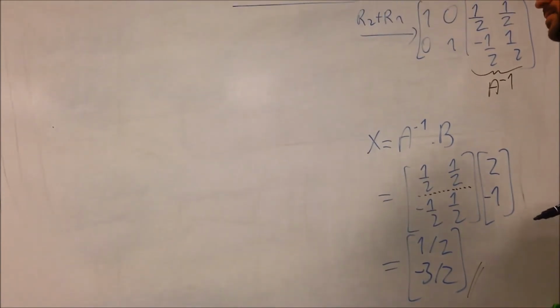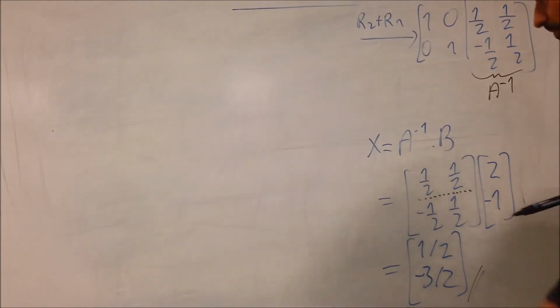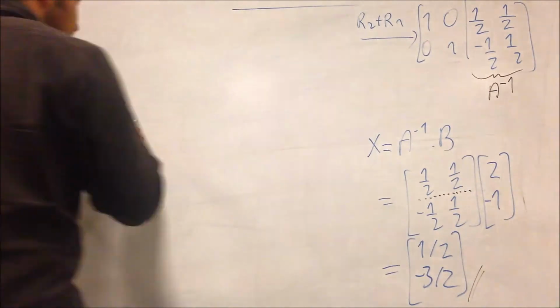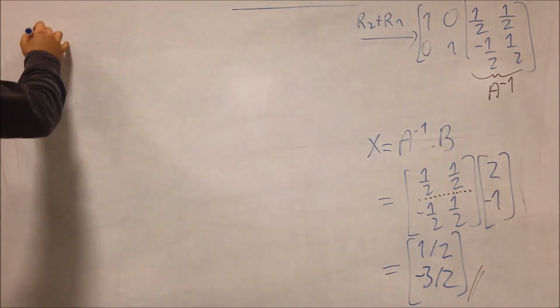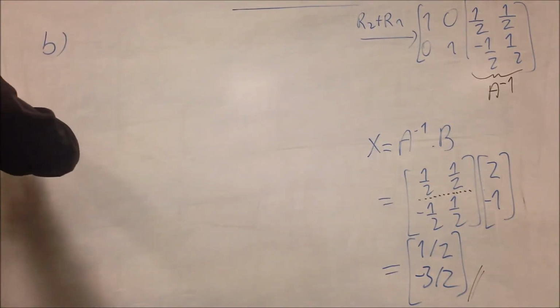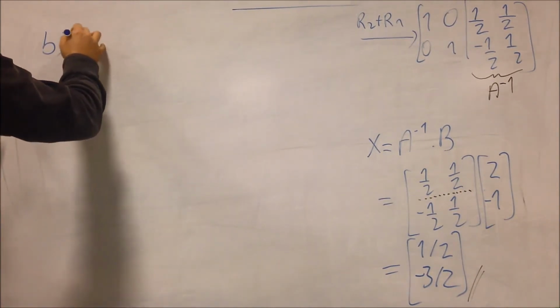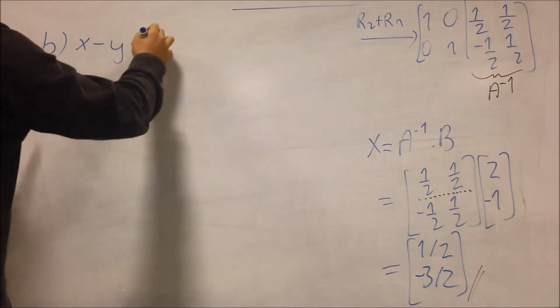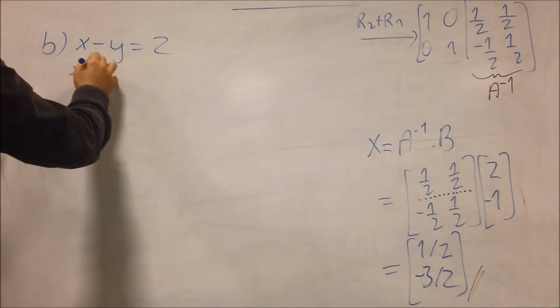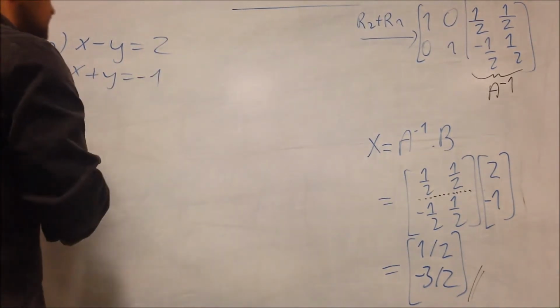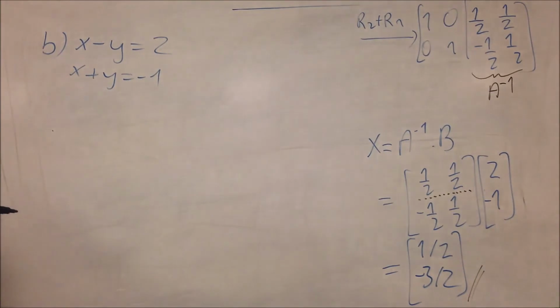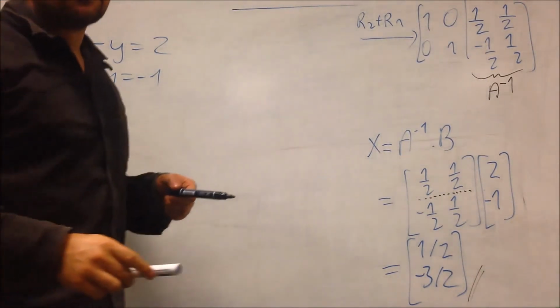This is how we solve it using inverse matrix methods. Now, part 2, reduction methods. Let me rewrite the system. x plus y equals minus 1. Given this system, we start all over. How do we solve it?